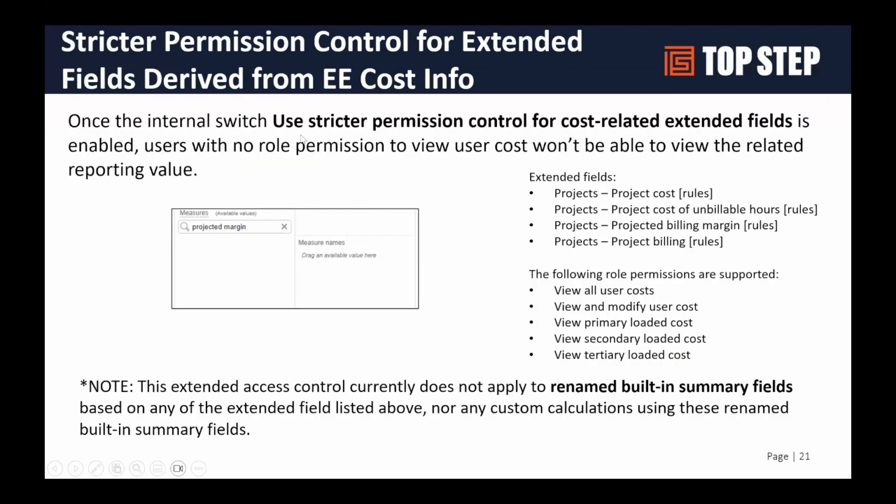So it is an internal setting. It's called use stricter permission. Again, this was auto-enabled in a lot of accounts. And when this happened, it impacts any custom calc that is touching any costing data. But there are also some other fields that are impacted. So project costs you would expect, but also projected billing and project billing based on rules were impacted too. So even though you don't have costs in some of these values directly, it was impacting the ability to report for users without access.